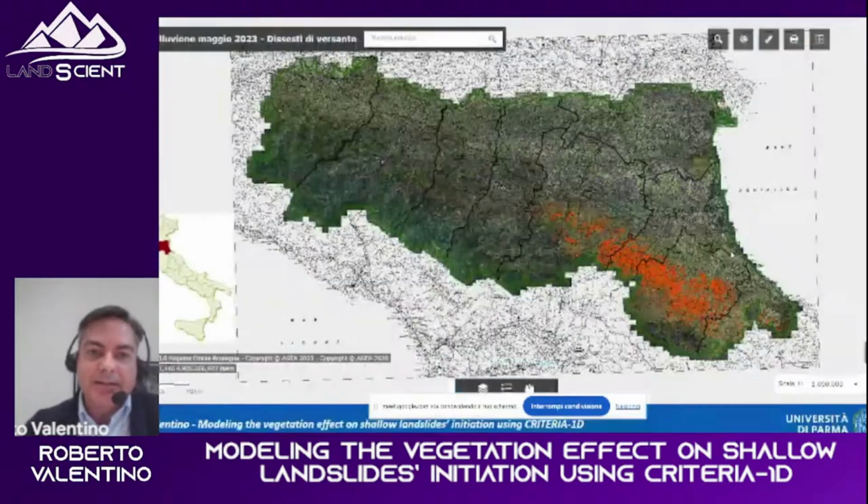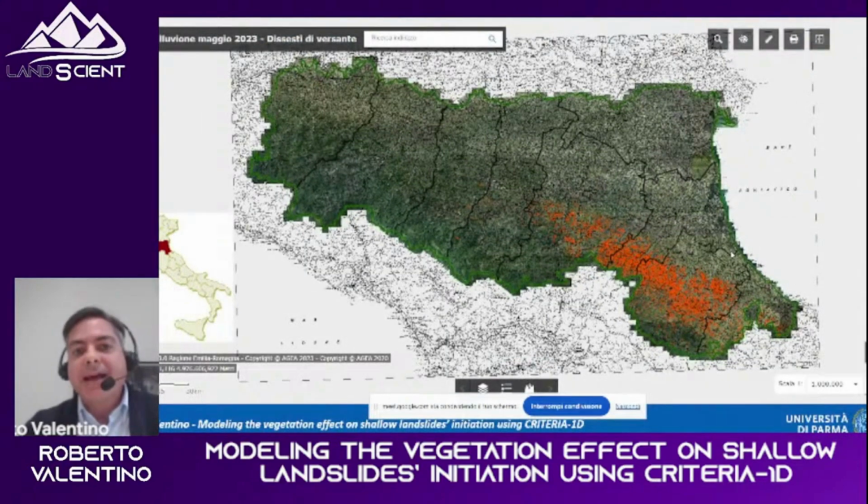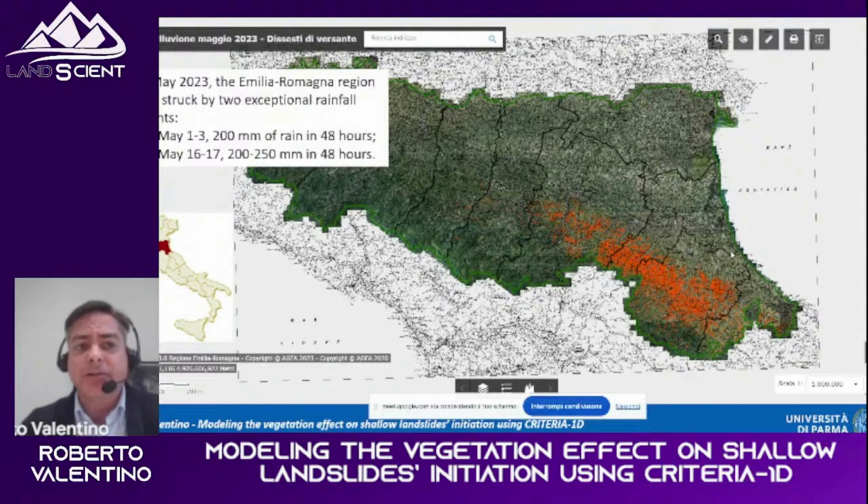I would like to start this presentation to show you this inventory map of more than 80,000 landslides that occurred in May 2023 in our region, the Emilia-Romagna region, which is located in the northern part of Italy. In May 2023, the region was struck by 2 exceptional rainfall events. The first one occurred between 1 and 3 of May, and the rainfall was 200 millimeters in 48 hours.